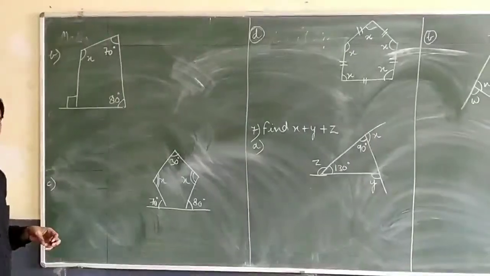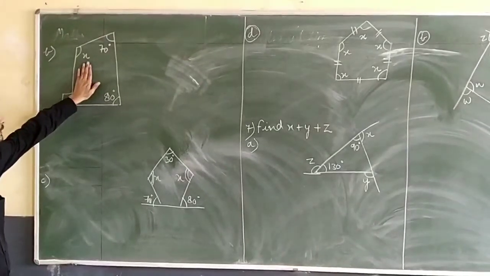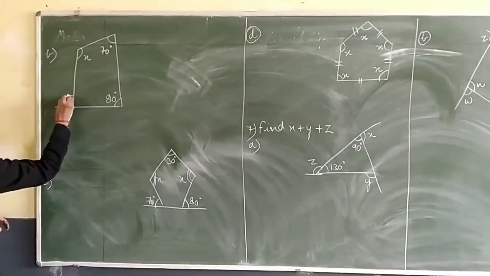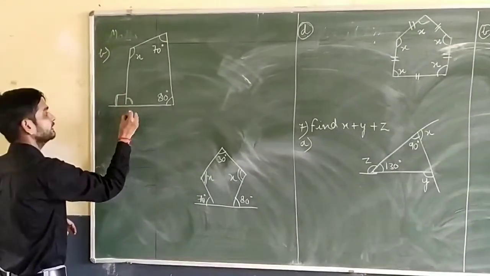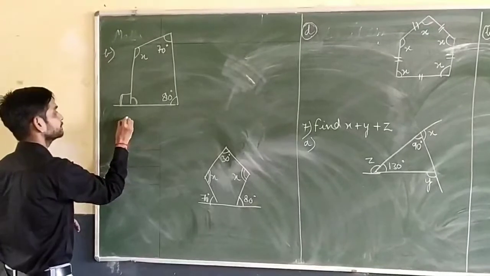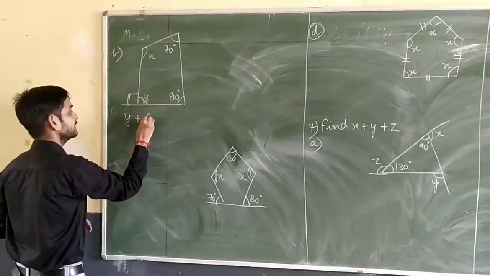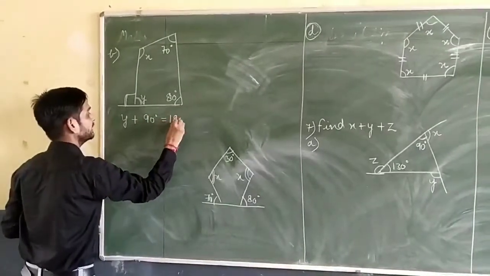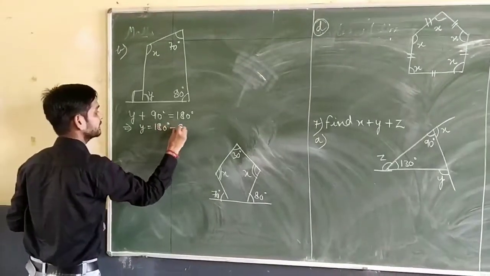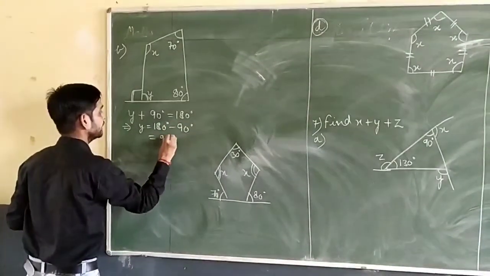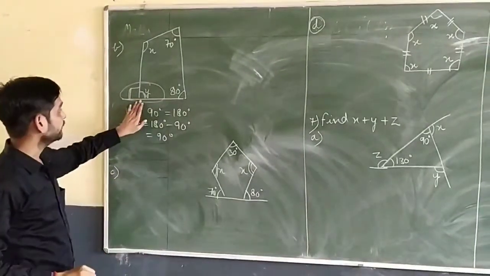Okay. Let's see the B part. You have to find out the value of x from this figure. Student, you can see this is the symbol of 90 degrees, but this angle is not given. So firstly we will find this angle. Suppose we put the value y here, that means y plus 90 degrees is equal to 180 degrees. That means y is equal to 180 degrees minus 90 degrees. What is the value here? 90 degrees. You can see this is the angle property of a linear pair.